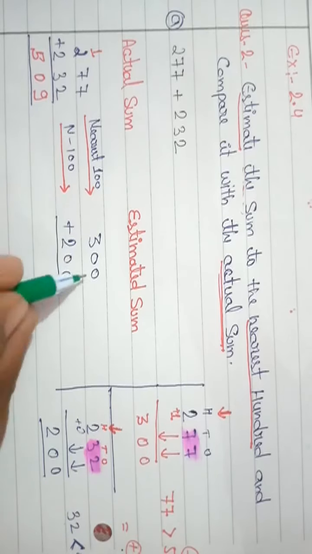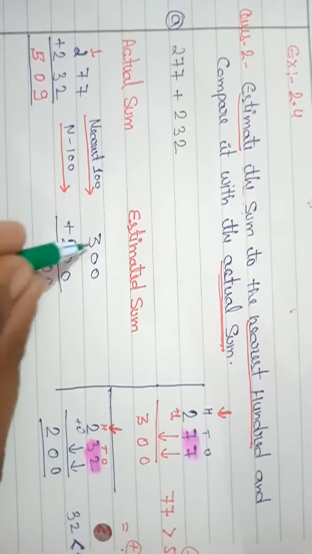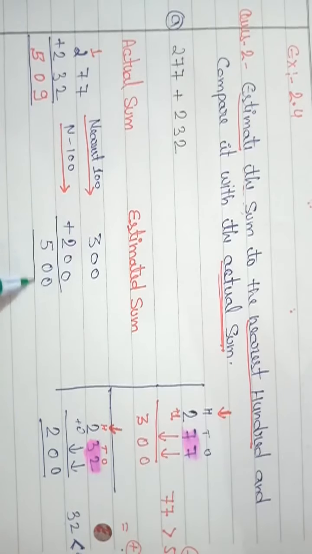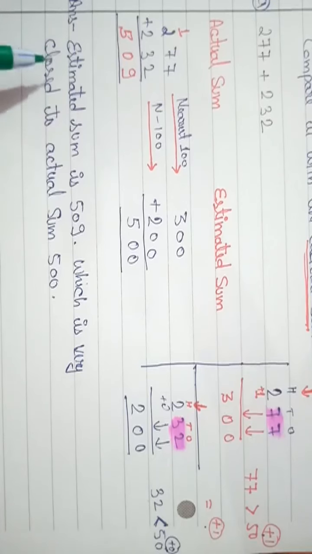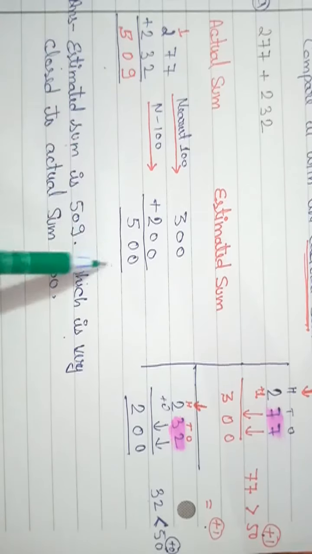Add them: 0, 0 and 5. Answer statement: the estimated sum is 500, which is very close to the actual sum 509. It is very close.